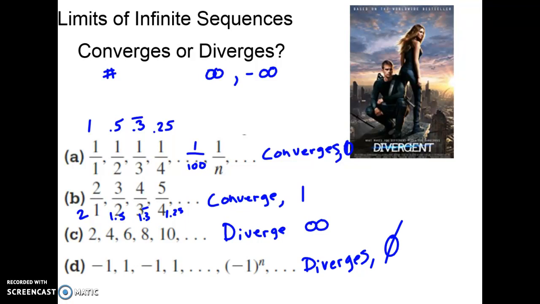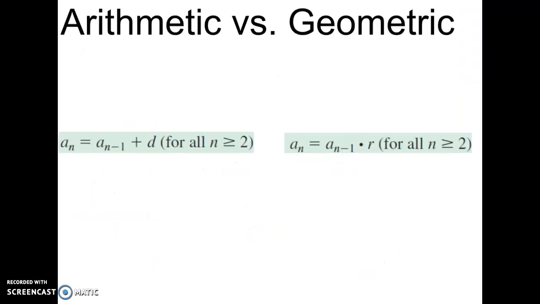Okay, so infinite sequences can get really close to a number and never get there, or they could keep going up to infinity or keep going down to negative infinity. Now we have to talk about our main topic of what we call arithmetic or geometric sequences. And these two are the recursive formulas for arithmetic and geometric.